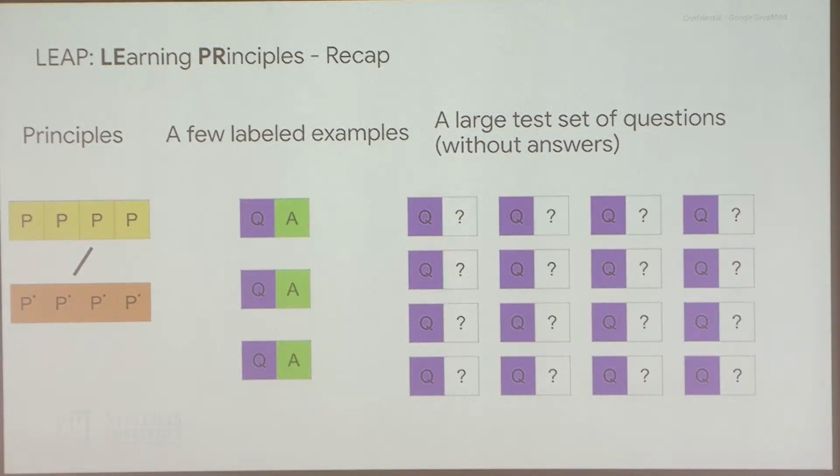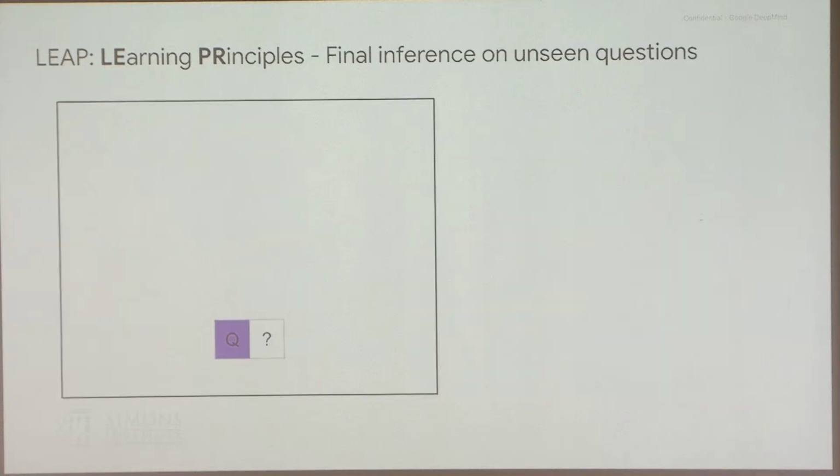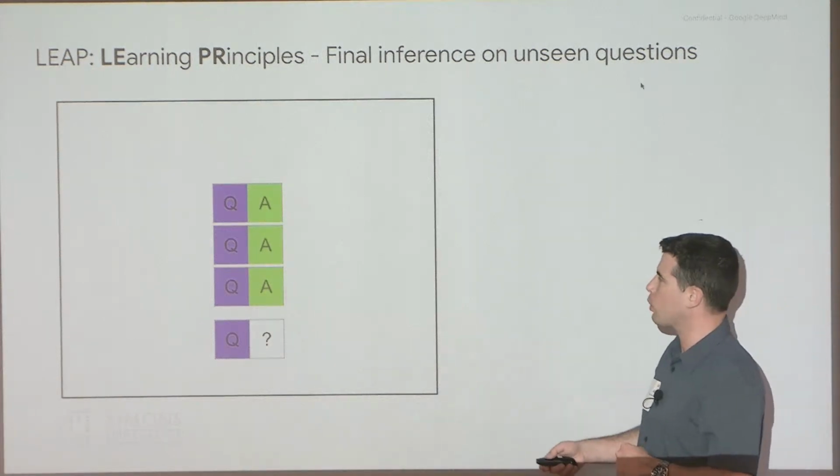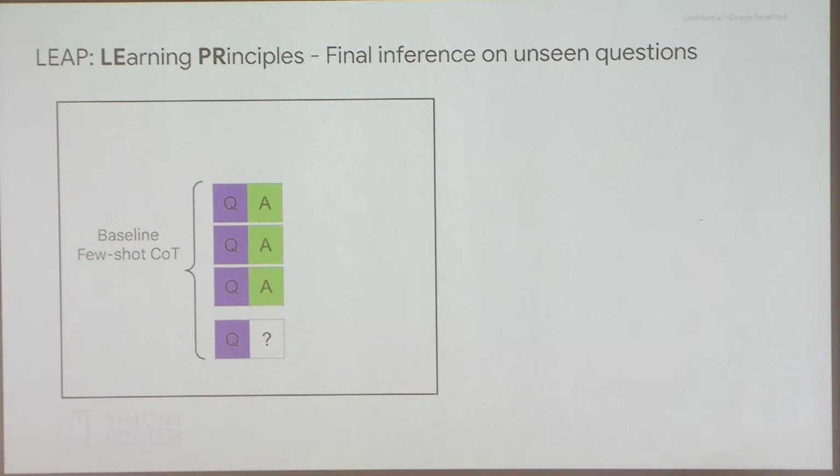So the cost is constant, something like 30 API calls, if we think about the LLM as a cloud LLM that we send queries to. Then we can use the same principles over and over when we solve the rest of the test set. The final step of actually solving the test set is that we take the test question, which we don't have an answer for, and we prepend our few-shot examples. That's the standard baseline few-shot chain of thought. The only difference is that in our case, we also have either the low-level or the high-level principles to prepend as well.